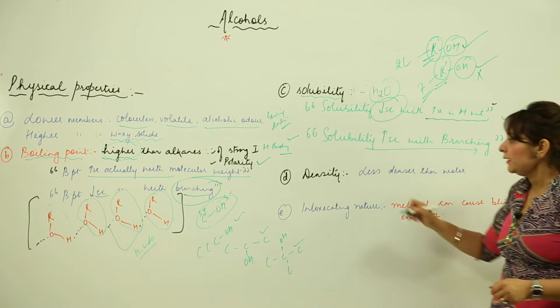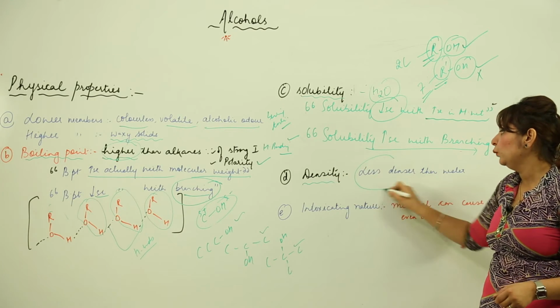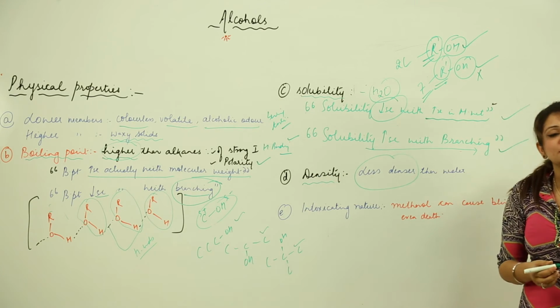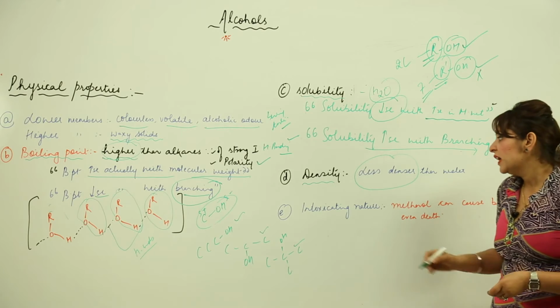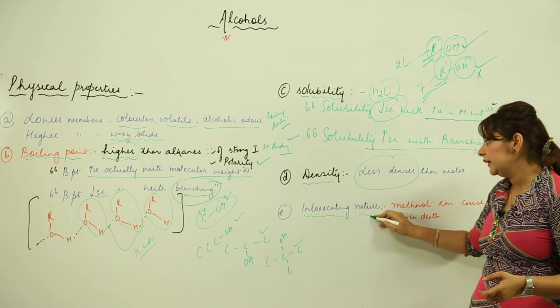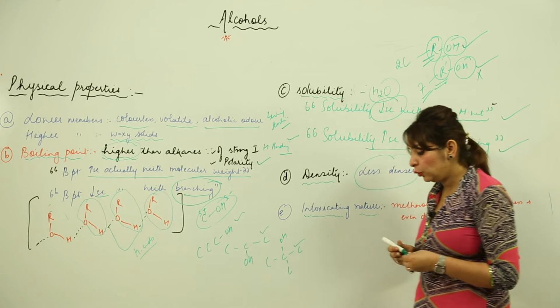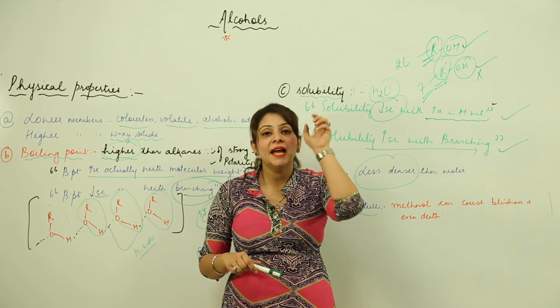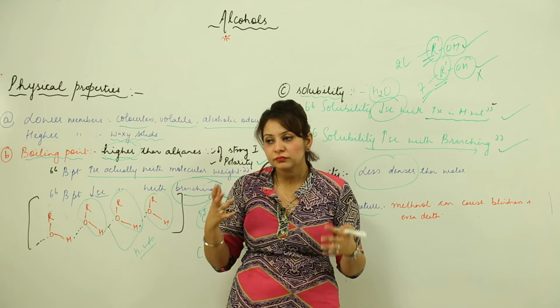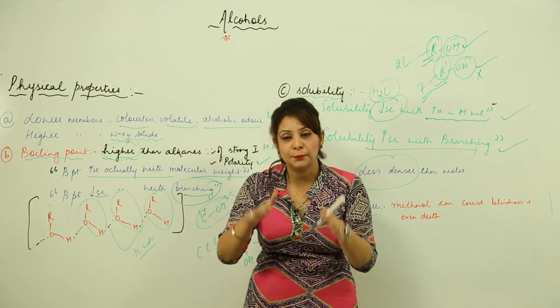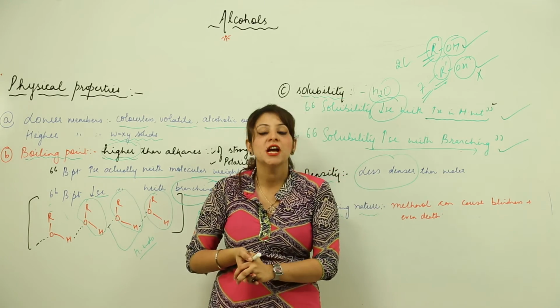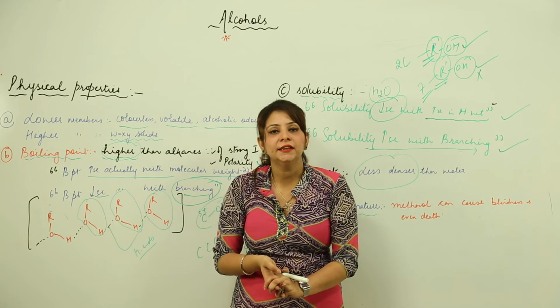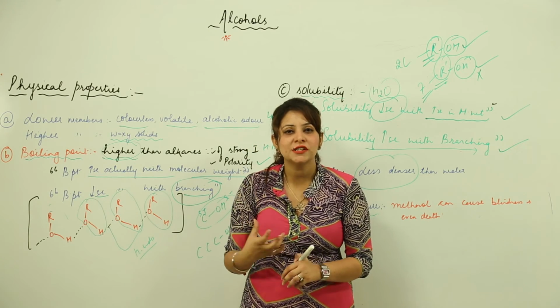Next is density. It is less dense than water. If we compare its density, it is actually less dense than water. And it has an intoxicating nature, as you are all familiar that alcohols are components of hard drinks. They have a sedative effect on us. That means it can suppress the activity of the nervous system, and that is why it is intoxicant in nature.